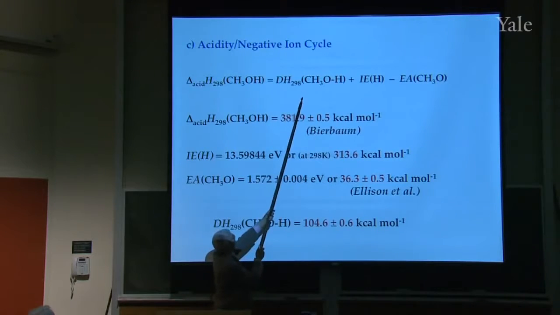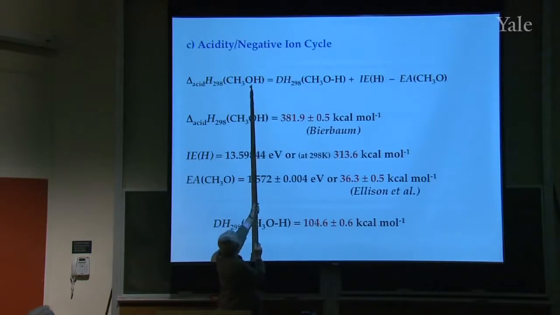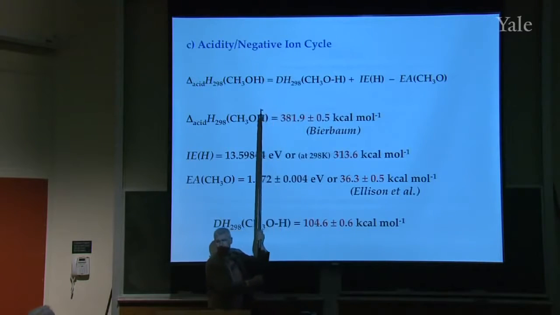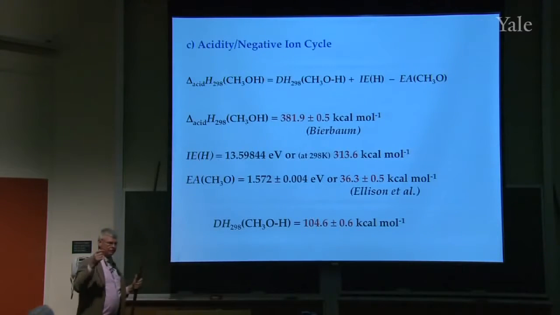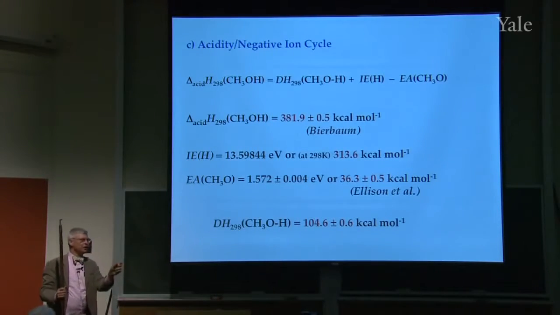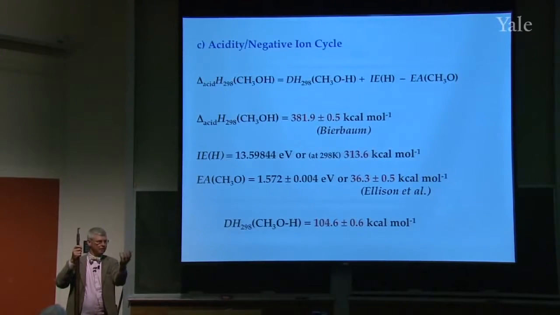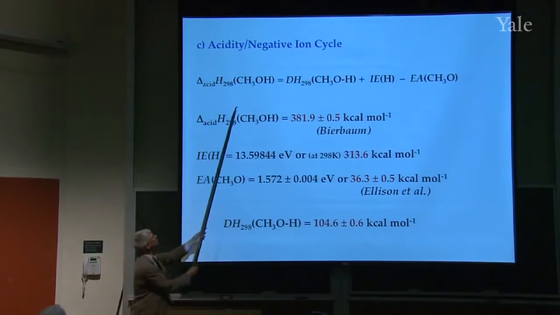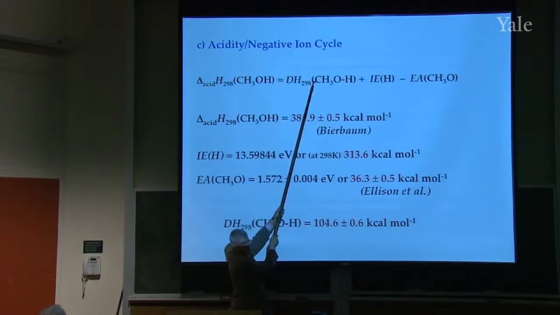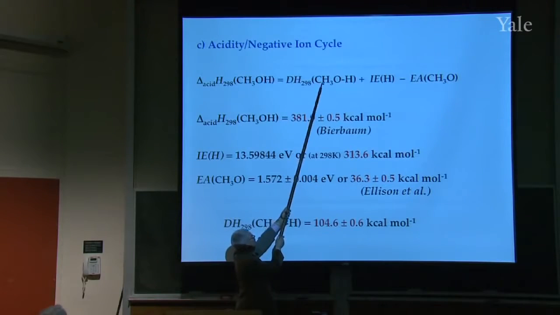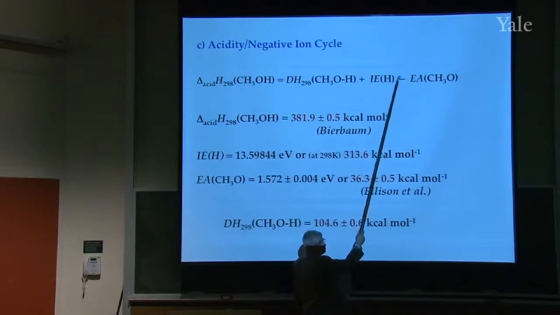So this number comes from a cycle where you're adding and subtracting large numbers. And you're smart guys, you know this. If you have a number that you're after and there's a cycle that you go through and you're taking differences of large numbers, any mistake that's made here is going to show up as an error in this bond energy, or any error that comes in this measurement.